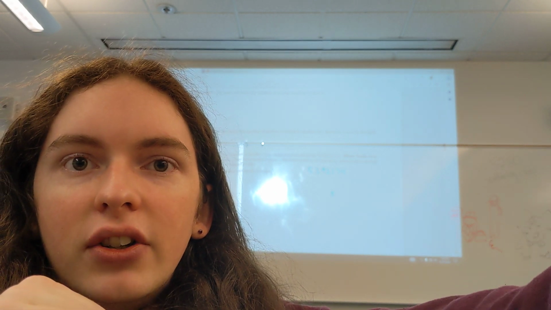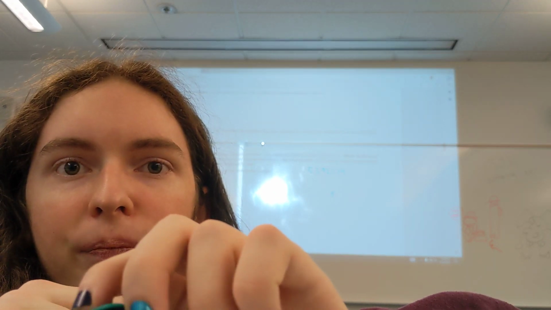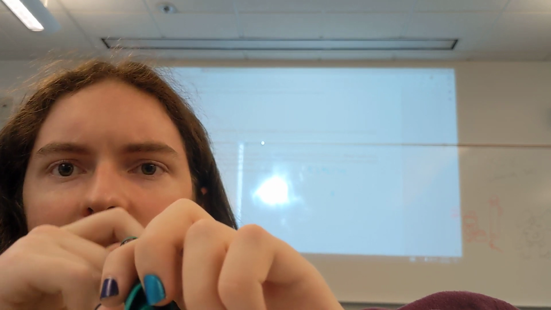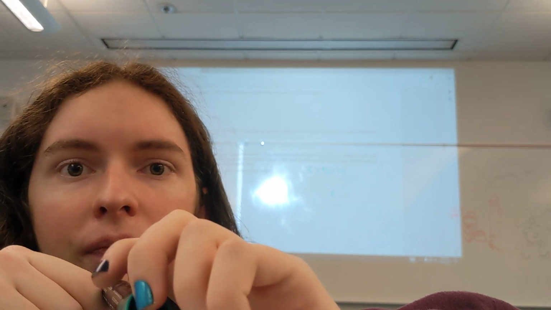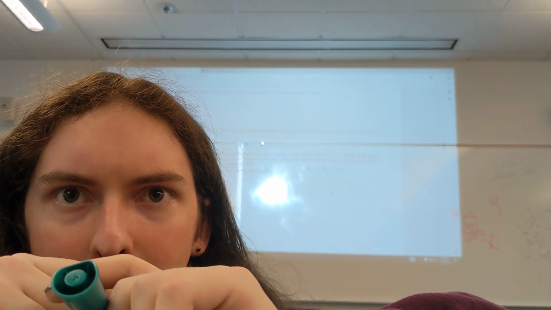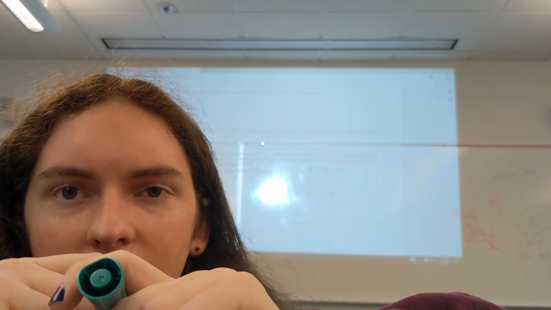Perfect. So heapify. Oh, I see. Okay, here we go. If it's a leaf, I see. If it's not a leaf, find the smallest child. And then if the smallest child is smaller than the index, swap them, and then heapify the child. Hold on. If index is not a leaf, find the smallest child.